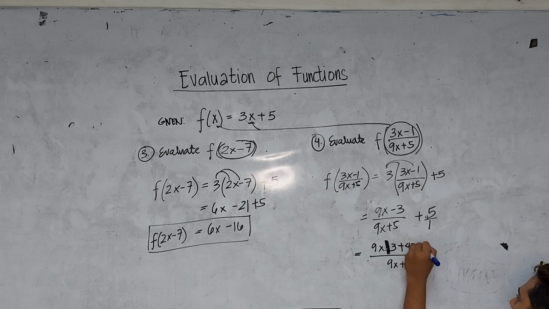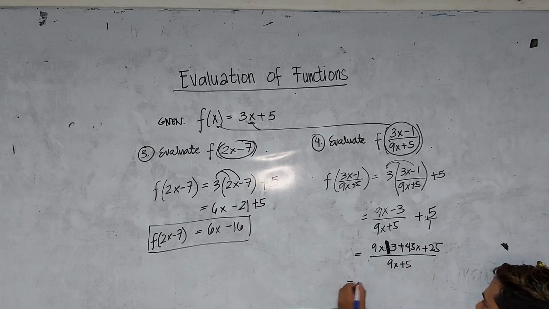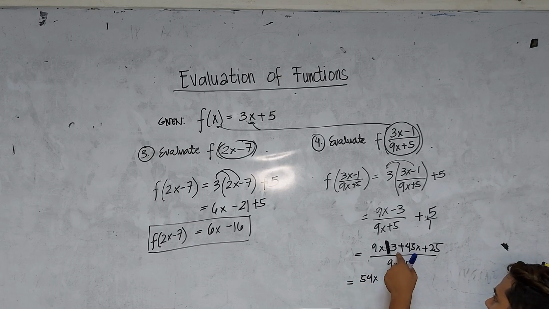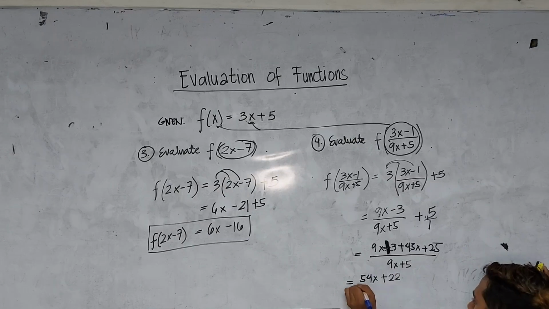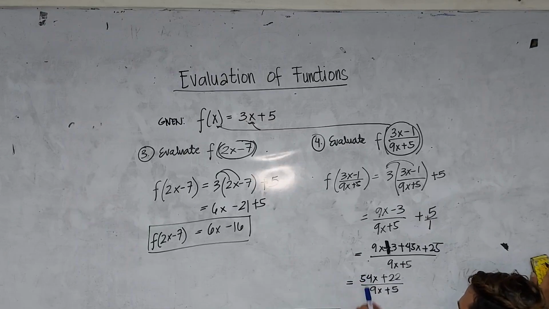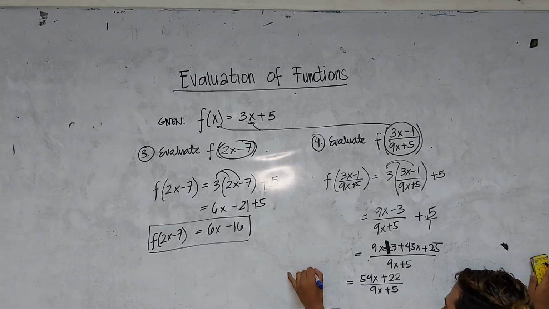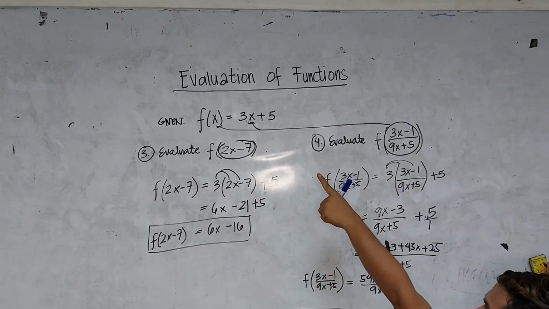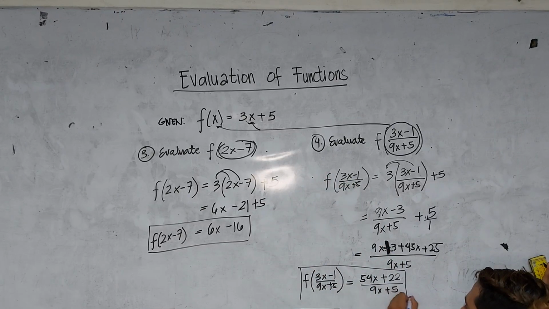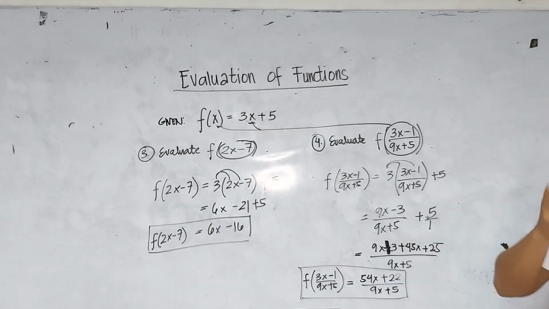5 times 5, 25. Combine like terms: 9x plus 45x, 54x. Negative 3 plus 25 is positive 22, over 9x plus 5. Is there any possible simplification? None. That is your final answer. So therefore, f of 3x minus 1 over 9x plus 5, in that given function, is equal to 54x plus 22 over 9x plus 5.